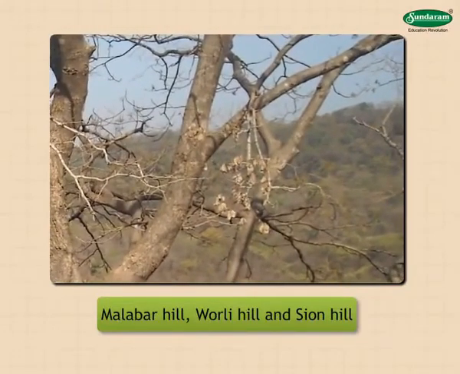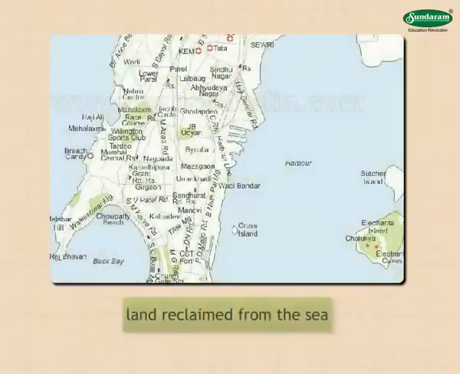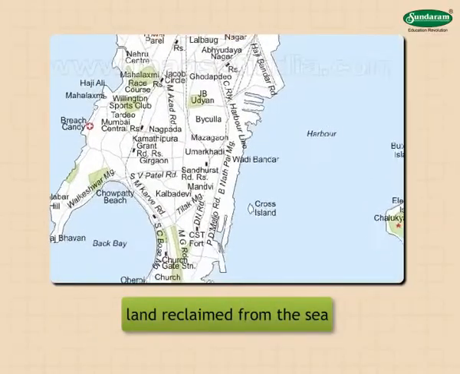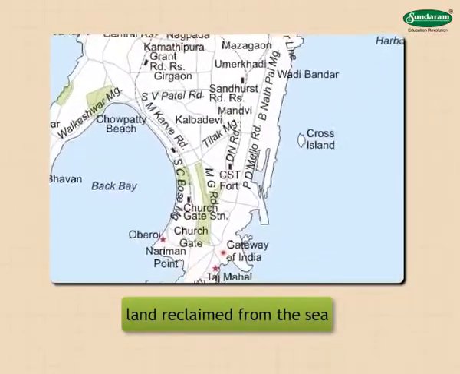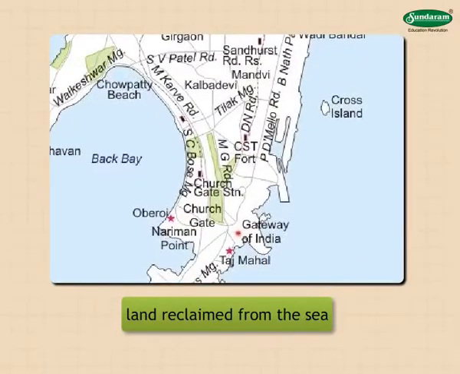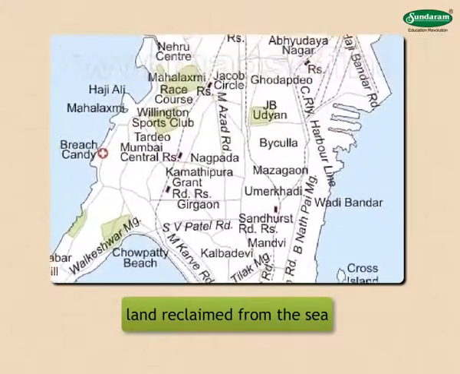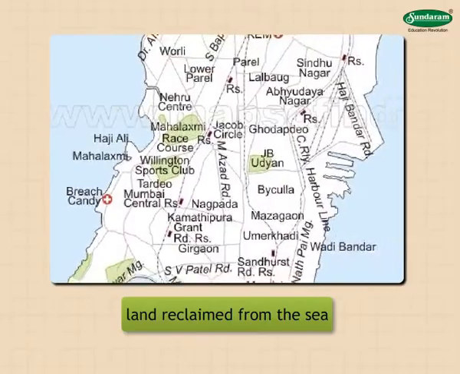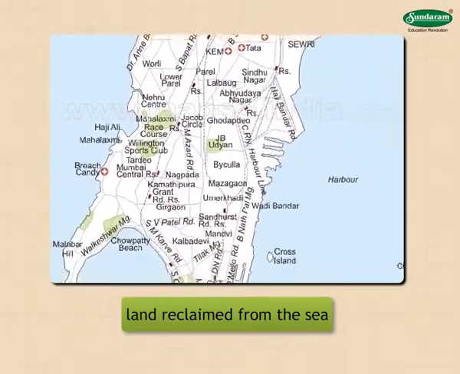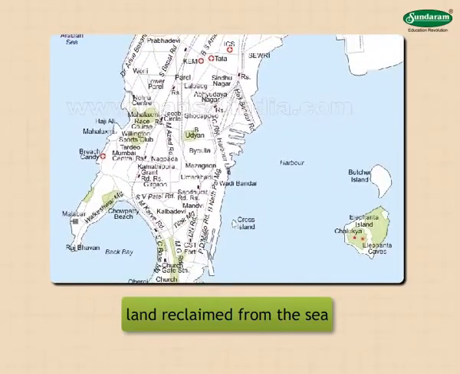A part of the land surrounding these islands is land reclaimed from the sea by filling it up. This low-lying portion lies between the group of the 7 islands. Land has been reclaimed in many places, in the suburban region too.